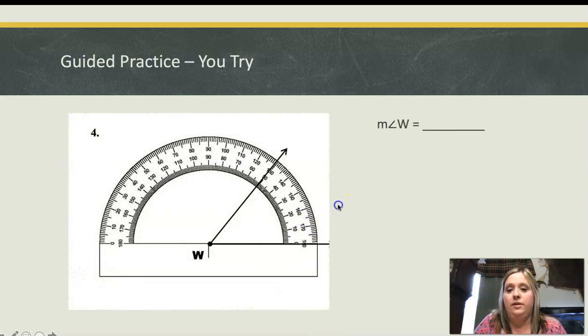So this one should be fairly simple. I'm already going to tell you that it's acute. We can tell by looking here and seeing how it goes down. So what's the measurement, Madison?